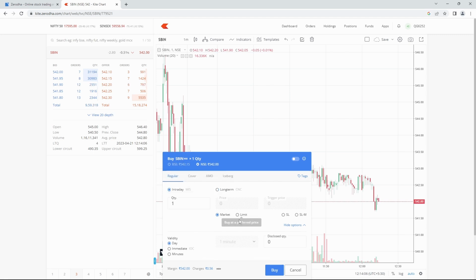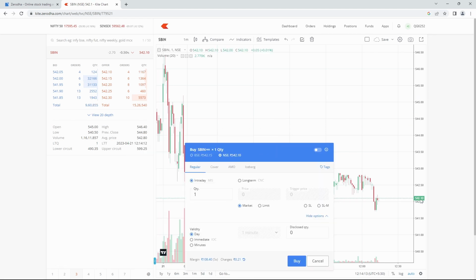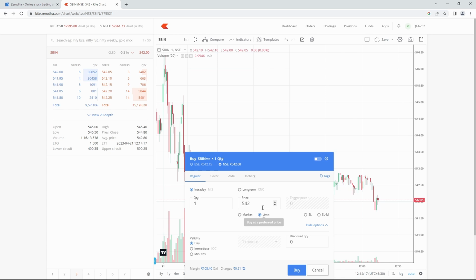So if you are placing a market order, this particular stock will be executed at this current price, which is going at 542.10 paisa. And if you put a limit order over here, you will be able to decide a price. Let's say I don't want to buy this stock at 542, or I want to buy this stock at 540 rupees. So I will be able to put a limit order and I will be able to get this particular stock when the price comes down to 540, and this order will be automatically executed.